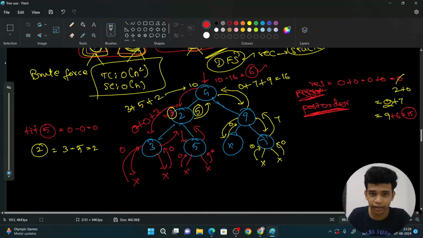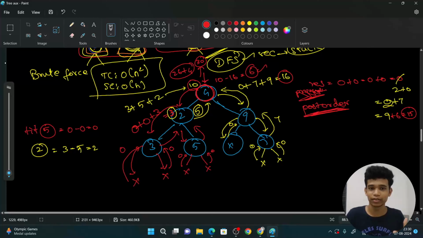Right? Again, this node will return what? My left subtree is 10, my right subtree is 16. So it is 26, plus take myself as your subtree. So it is 4, and it returns to the function call. So the function call will be what? 30. That is the sum of all nodes in this tree.